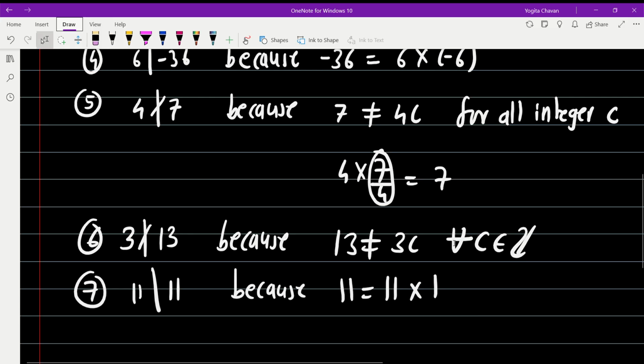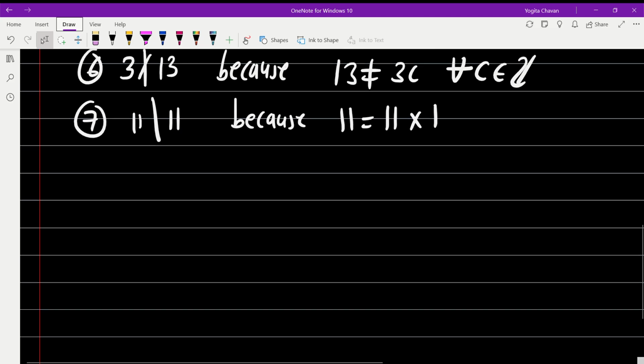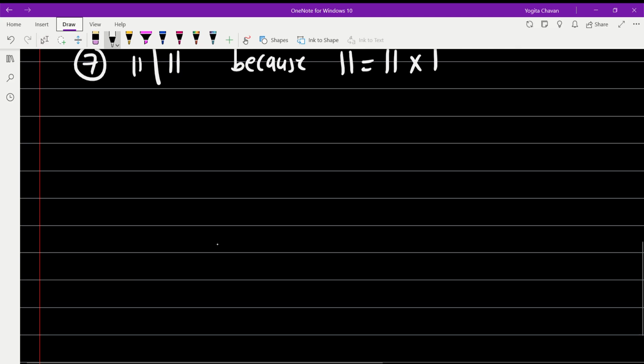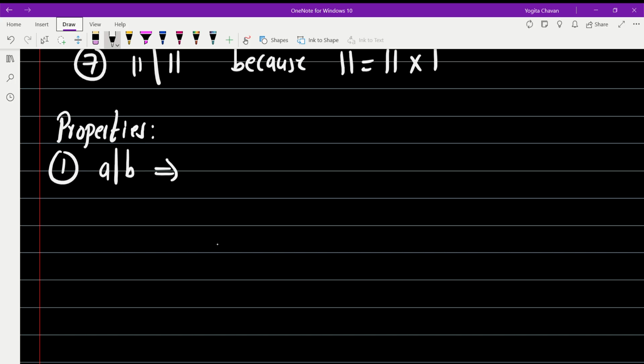So 11 divides 11. Now see some properties of divisibility. Properties. Number 1: a divides b implies a divides b into c for any integer c. Any integer c. Now see its proof.